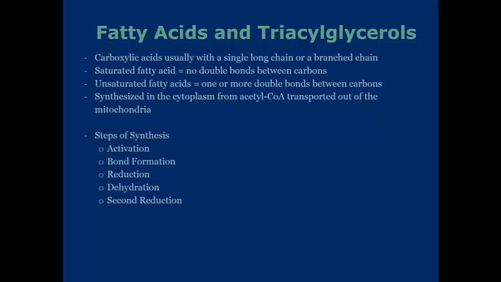These are synthesized in the cytoplasm from acetyl coenzyme A transported out of the mitochondria, and there are several steps to this. The first step is activation. When fatty acids are first metabolized, they become activated by attaching to coenzyme A, which is catalyzed by fatty acyl coenzyme A synthase. This is referred to as fatty acyl CoA. Later, the bonds will form between those two, and then they will be reduced. After the reduction, they will be dehydrogenated, meaning that water is going to be pulled out, and finally reduced again. And this is going to occur over and over again.